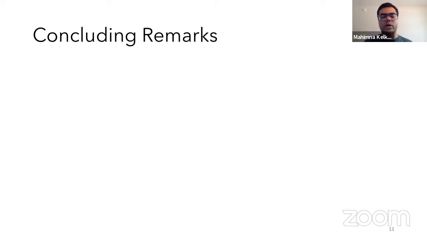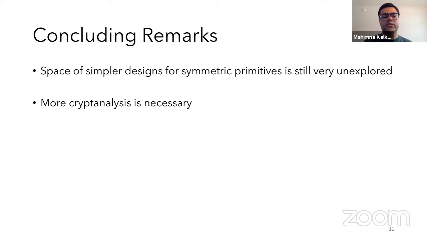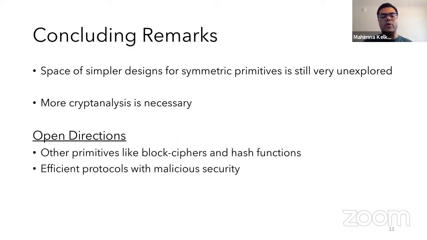So just some final remarks. I'll say that the space of simple designs for symmetric primitives is still very much unexplored, and more cryptanalysis is definitely needed. And as for some open directions, it would be nice to have constructions for other primitives like block ciphers or hash functions. And also efficient protocols with malicious security seems like a natural follow-up question.